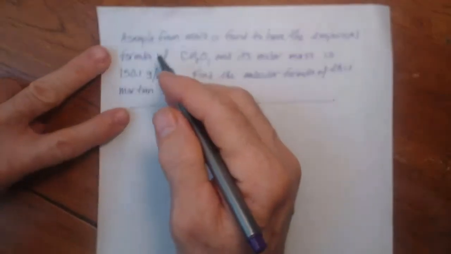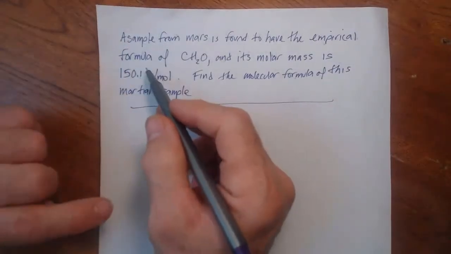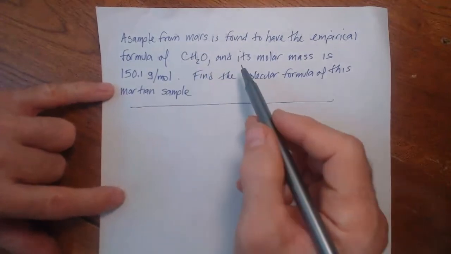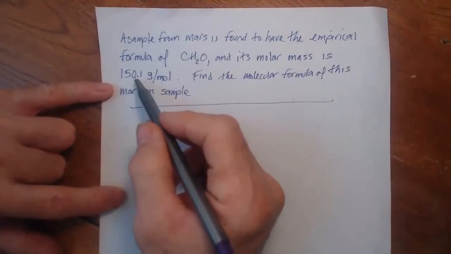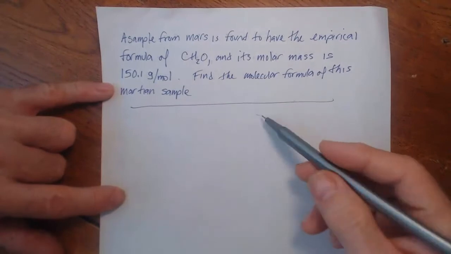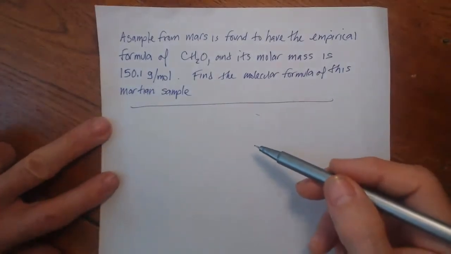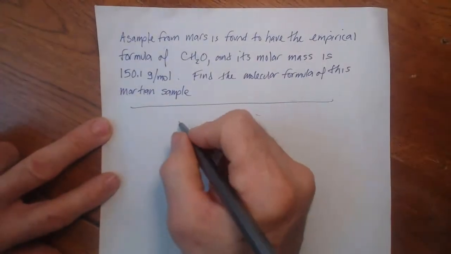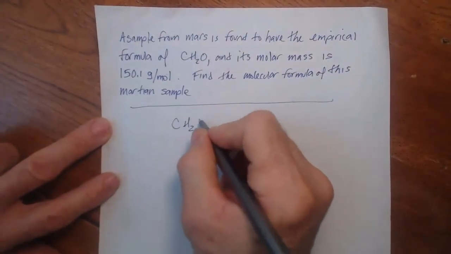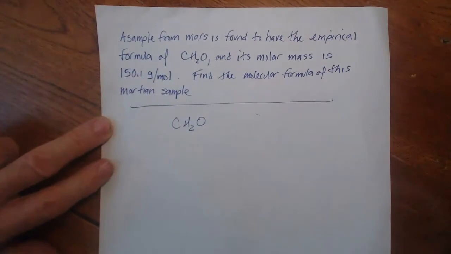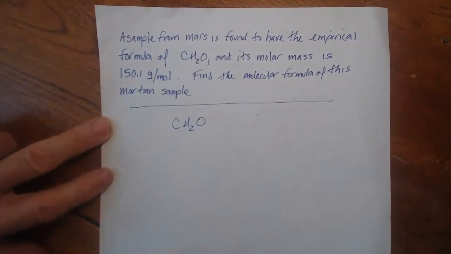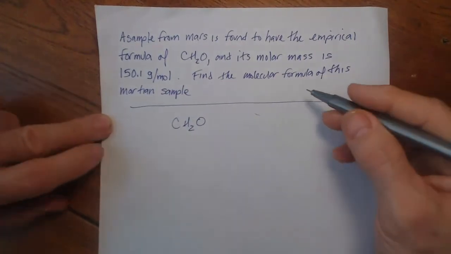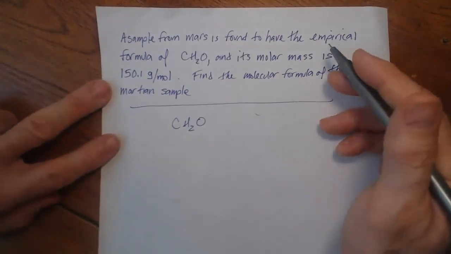A sample from Mars is found to have the empirical formula of CH2O, and its molar mass is 150.1 grams per mole. Find the molecular formula of this Martian sample. So let's start with CH2O and find out the molar mass based on that empirical formula, then scale as needed. I'll mention the fast way of doing it, and then I'll do it out in detail.